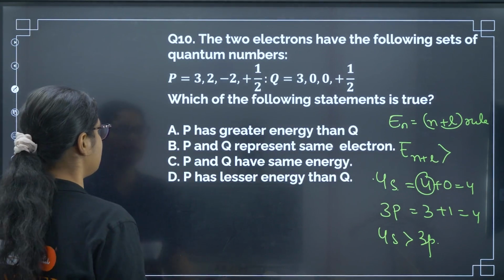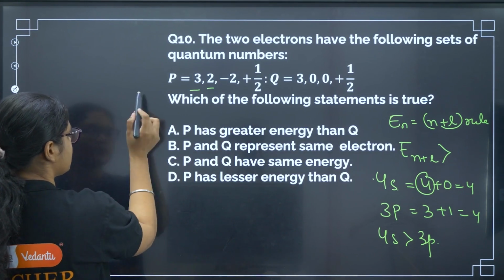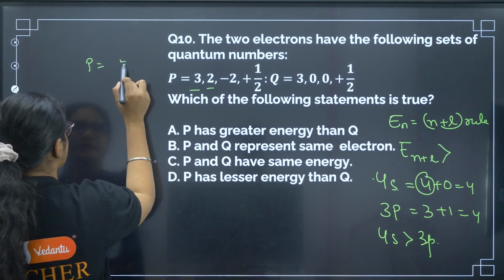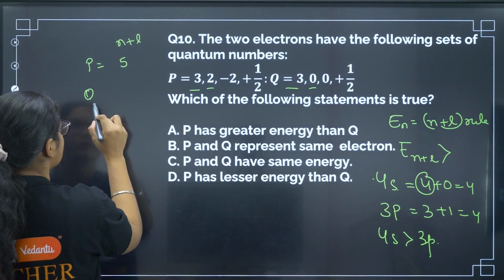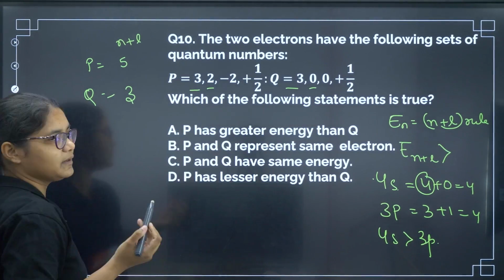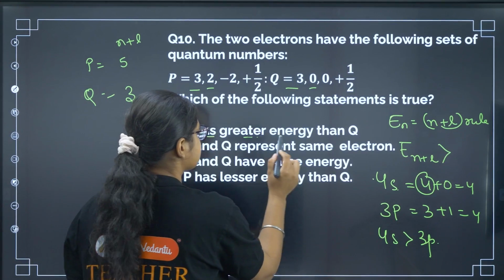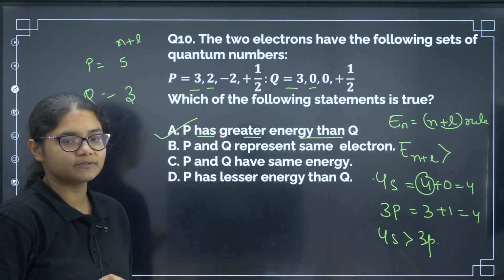Let us see the question here. What is the n plus l value for this one? 3 plus 2, 5. For p the n plus l value is 5, and here it is 3 plus 0. So for q it is 3. So obviously p will have greater energy. P has greater energy than q. The correct answer is option number A.